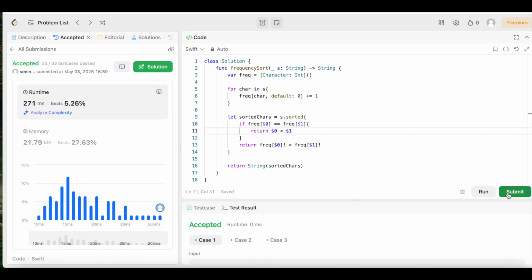271 milliseconds beats 5.26% of users with Swift. We definitely could get those numbers up, y'all, and make it better, but hey, that's where we're at. That's what we're dealing with, y'all. And we'll get those numbers up as we continue down our LeetCode journey. But right now, we just want solutions that we can understand and learn from. And I feel like this is a pretty easy and simple solution that we could understand and learn from.